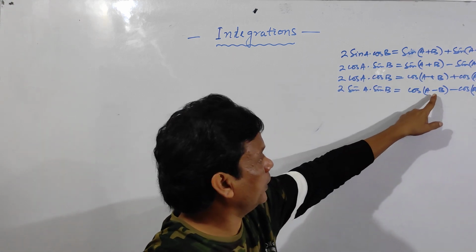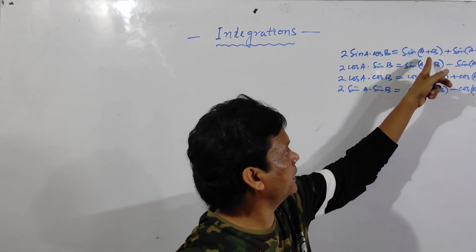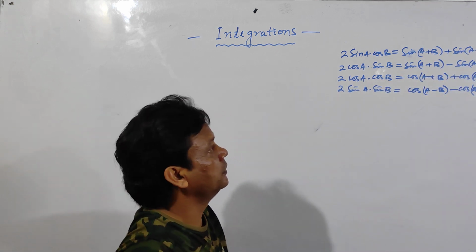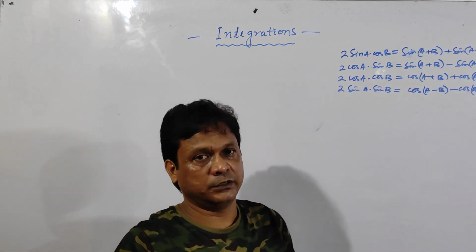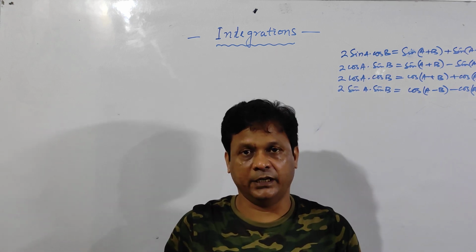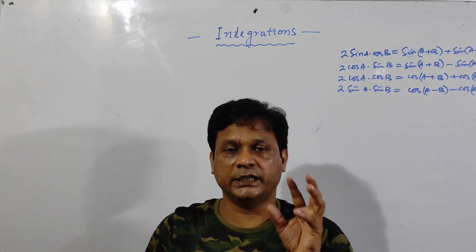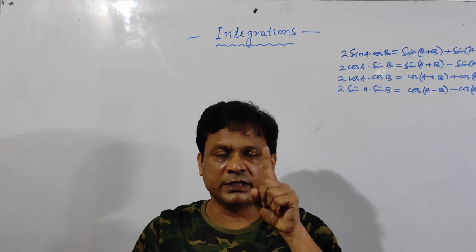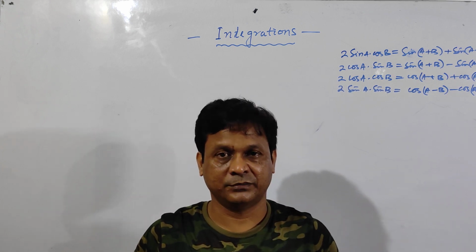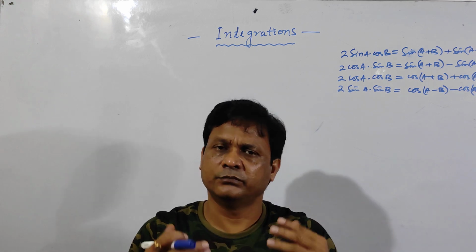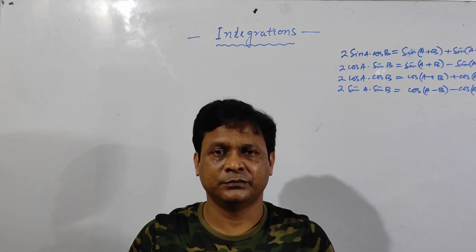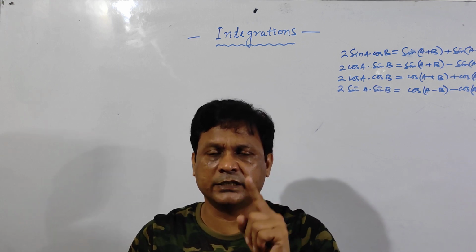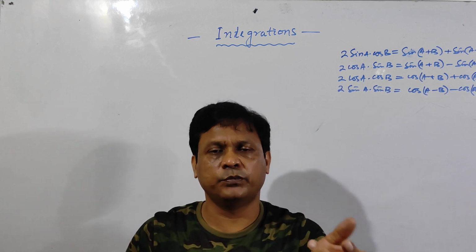In the last formula, A minus B is written first, but in all other cases it is A plus B and the second part is A minus B. It will be better to take the larger angle as A. Please take the larger angle as A and the smaller angle as B, so that one step will be reduced.